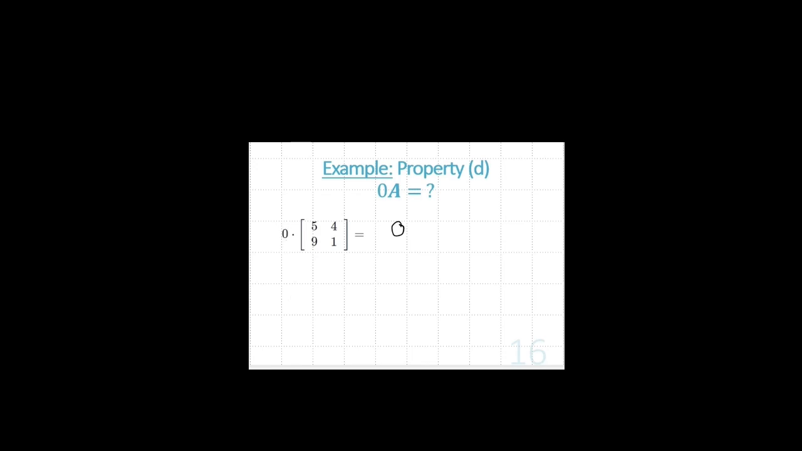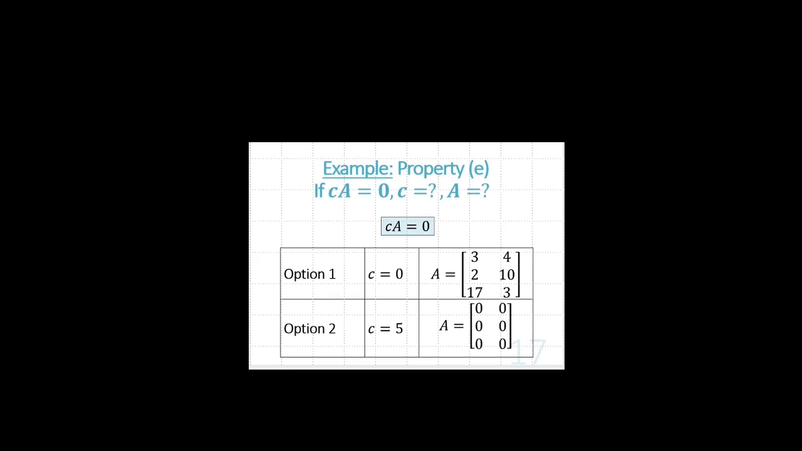All right, so here's an interesting property though. What if you are given the equation that a scalar C times a matrix A equals 0? Well, then you're faced with a decision here. You're going to have to determine whether the scalar is the one that equals 0 or if the matrix itself equals 0. So just realize this could end up with 2 different options. C could be 0, and A could be anything.